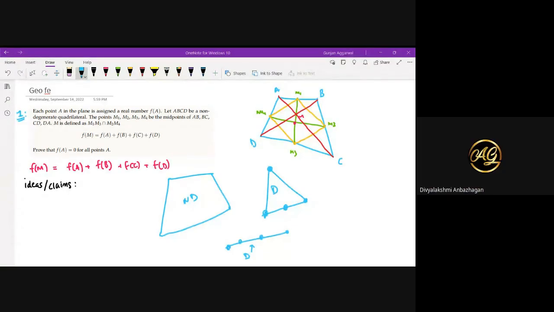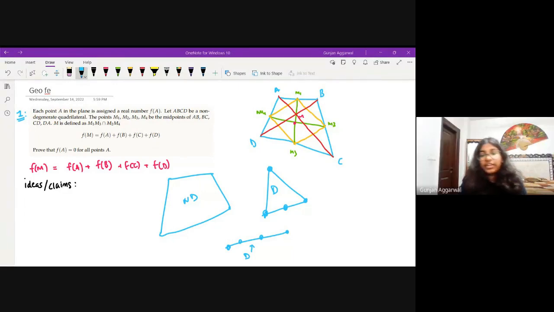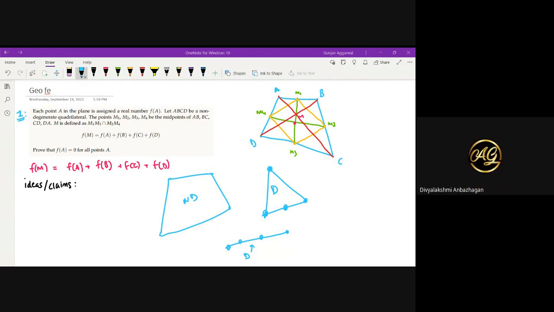The degenerate quadrilateral resembles a triangle, no ma'am? It could be a triangle or a line. Okay, ma'am.